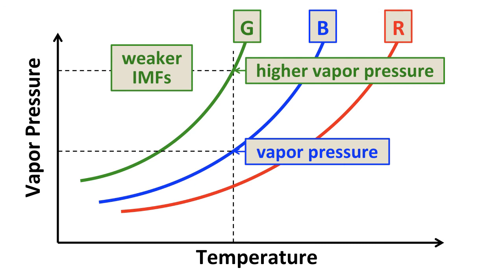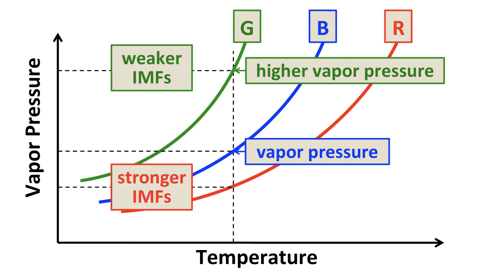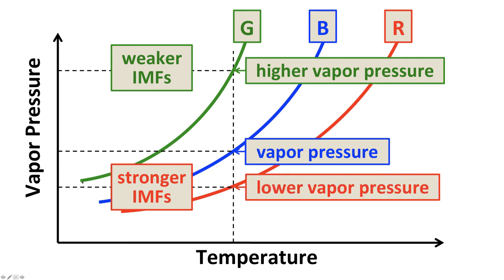And of course, the opposite occurs for the substance, in this case substance R, that has a vapor pressure curve that is lower than that of the other two substances. Substance R, we've already discussed how it has stronger intermolecular forces, and therefore it has a higher boiling point. But in this case, because it has stronger intermolecular forces, that means it has a lower vapor pressure.